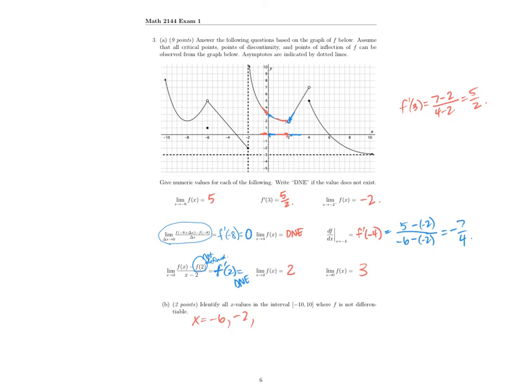And then we have another problem here at 2 because the slopes coming into 2 from the right and left are not the same slopes. And so we've got a problem there at 2. We also have this jump discontinuity here at 4, so we have a problem there. And the rest of it looks good. So those are the x values for which the function is not differentiable.